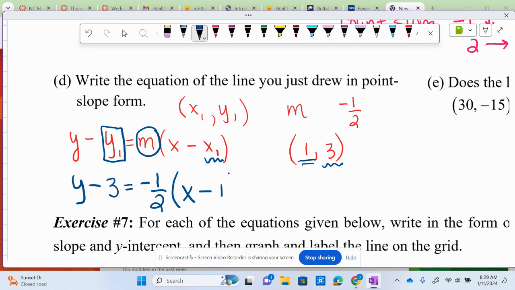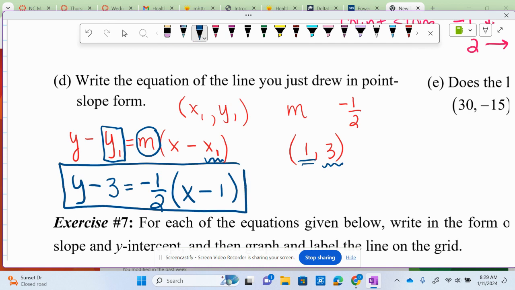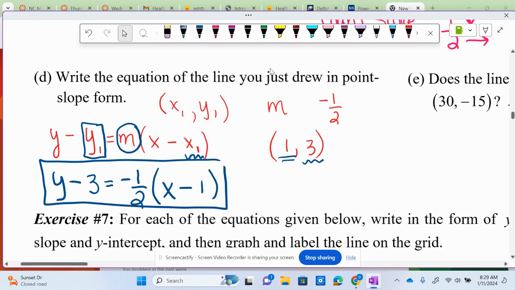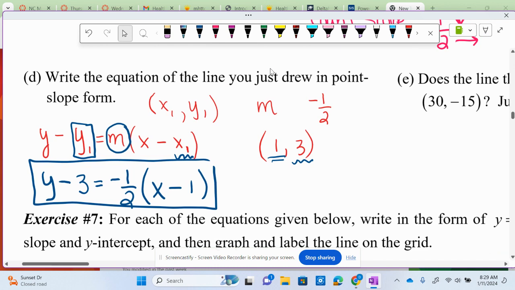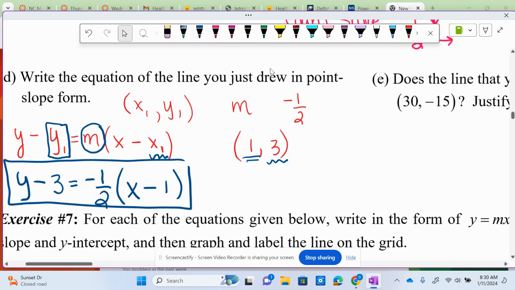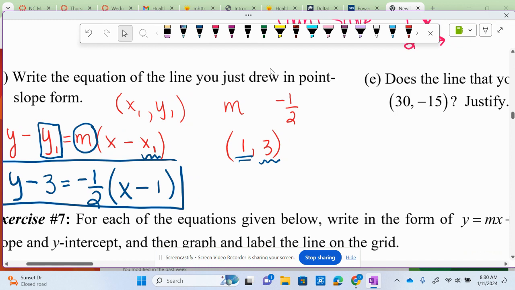Yeah, 1. Good job. This is the equation in point slope form. Are we good with that? Okay. Question E says, hey, if this graph were to go on forever, basically, lines go on forever, right? So it says, does the ordered pair 30, negative 15 fit on that graph?